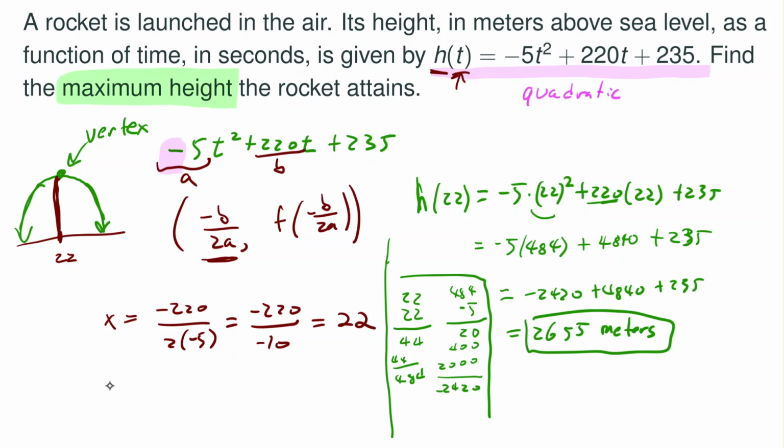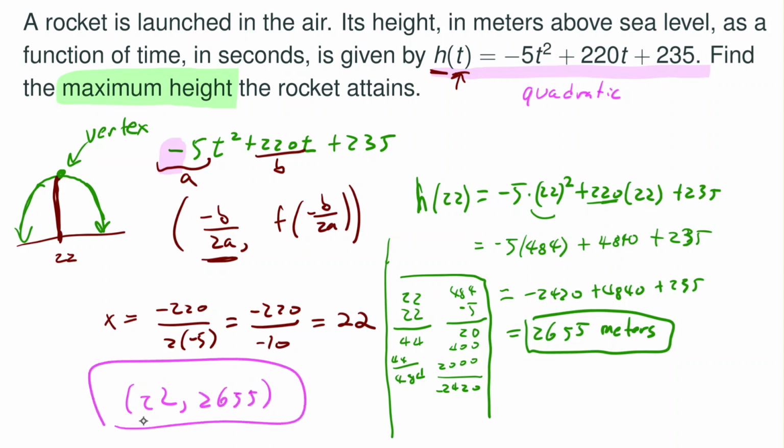So the vertex is technically, let me write it. The vertex is 22, 2655. This is the vertex. So when time is 22 seconds, the maximum height is 2655 meters.